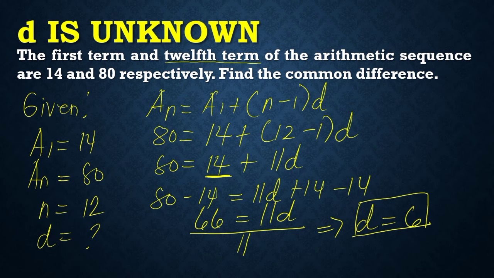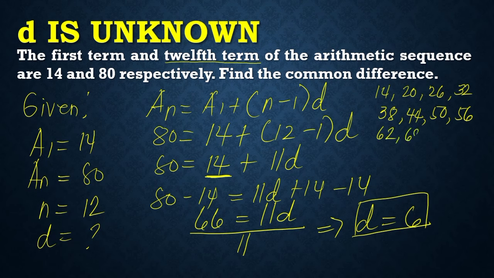So, 14 plus 6, 20. Tapos, 26 plus 6, 32. Plus 6, 38. Plus 6, 44. Plus 6, 50. Plus 6, 56. And then plus 6, 62. Plus 6, 68. Plus 6, 74. And another 6, 80. Okay. So, kung bibilugan natin yung 80, pang 12th term siya. So, kitang-kita naman na the common difference 6 is correct.